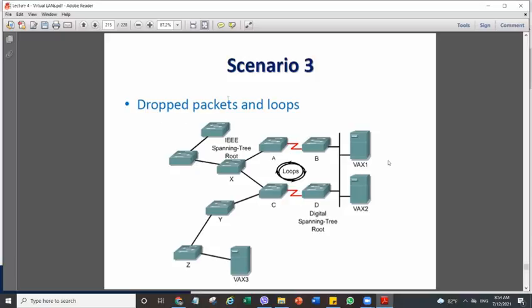Then scenario 3: dropped packets and loops. So, use of the spanning tree protocol, IEEE spanning tree, with multiple switches. Actually, at the moment, you can't find any loops, no? Here the loop is there, sorry. This part is introduced as the loop. We'll see.